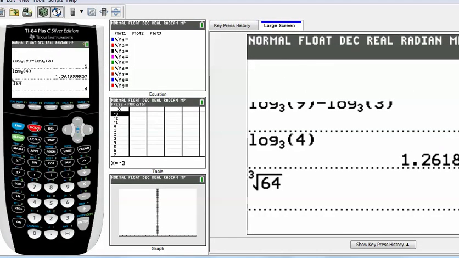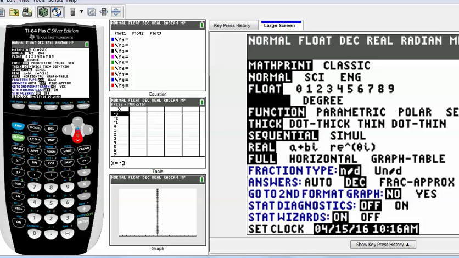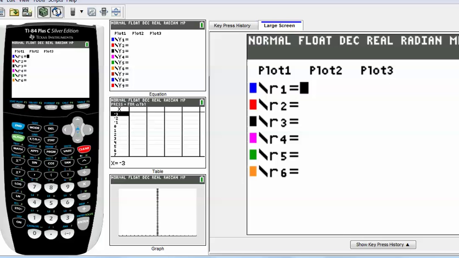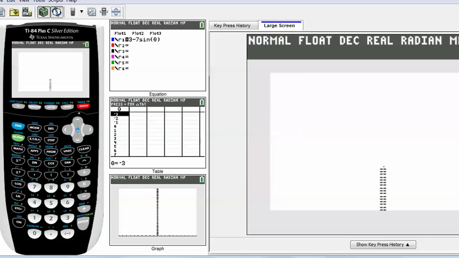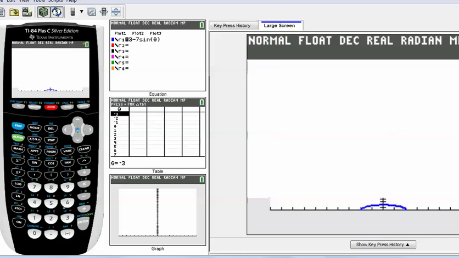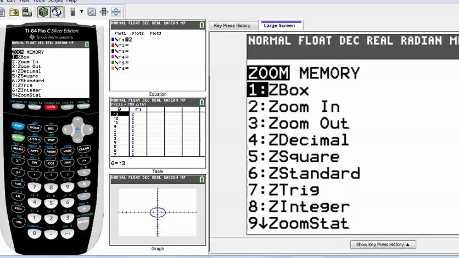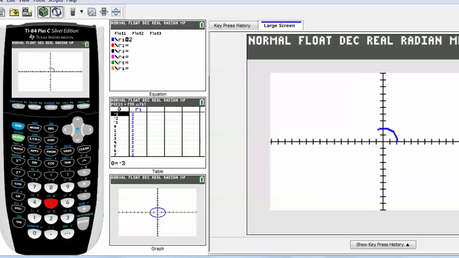So mode, polar, got some nonsense in there, and we're graphing r equals 2. Well, it's just a circle with radius 2. Looks elliptical. Remember, this is not a square viewing window. Zoom 5 will give me a square if you really want to see it. Hey, look, nice circle, but not a big deal.